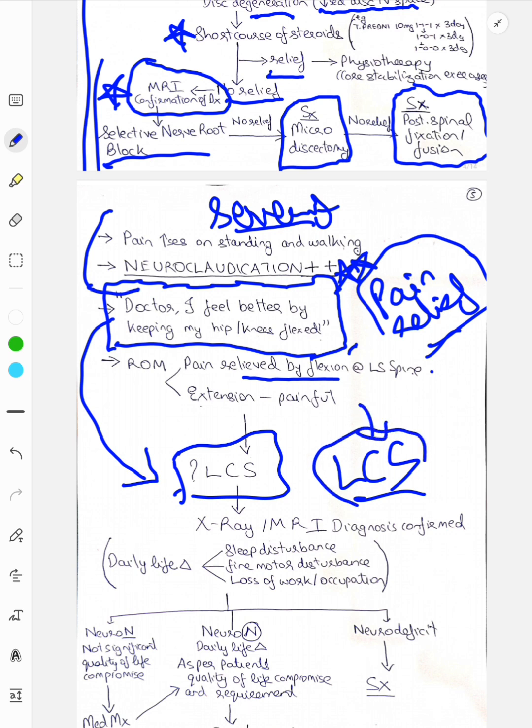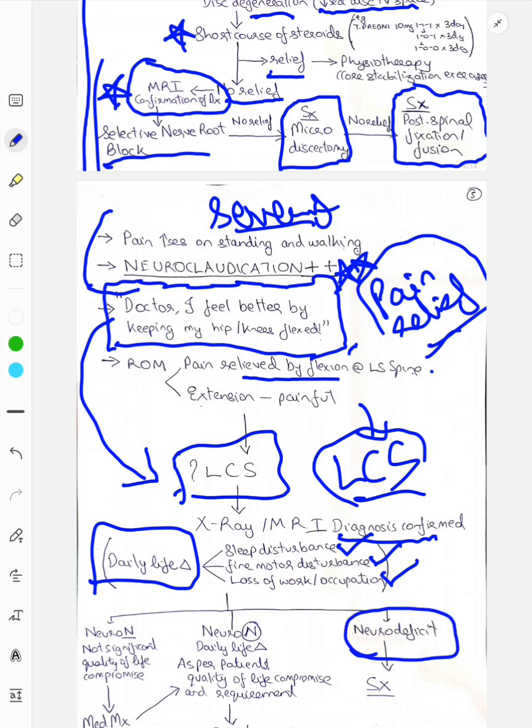So once you are suspecting LCS, you go for X-ray and MRI, and once the diagnosis is confirmed, one of the significant things you should ask is, how much is the disease affecting the patient? We are not treating the MRI report, we are not treating the X-ray, we are treating the patient. So how much is the LCS component affecting his or her daily life? It is important to ask. If there is history of sleep disturbance, fine motor disturbance, loss of work or occupation, all those things, if his or her daily life is affected, that is what we need to ask.